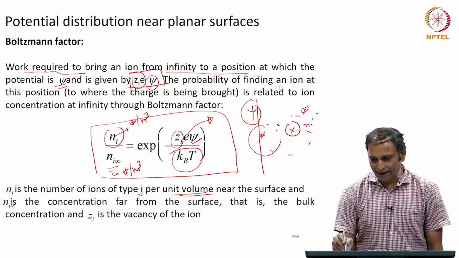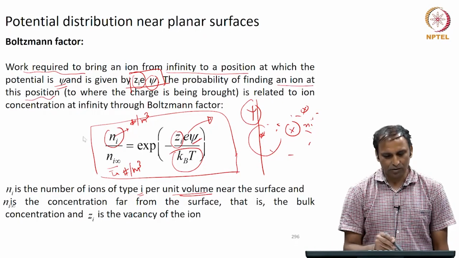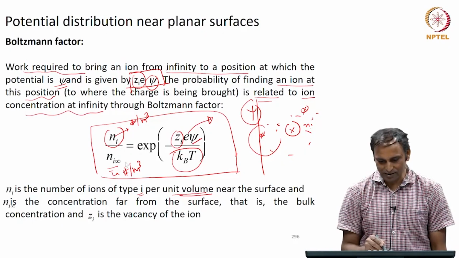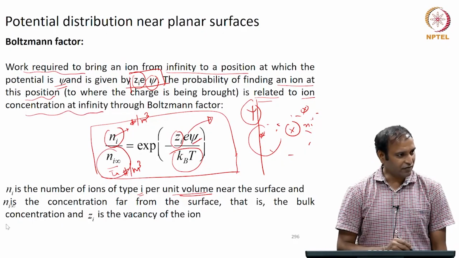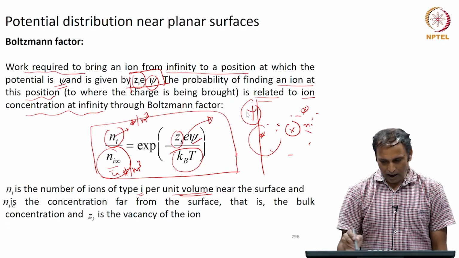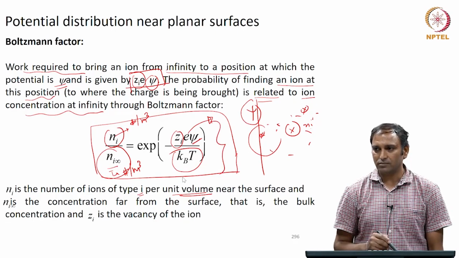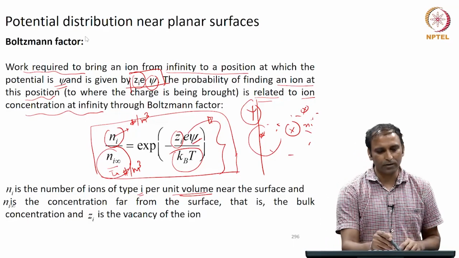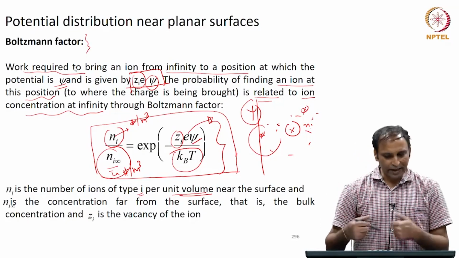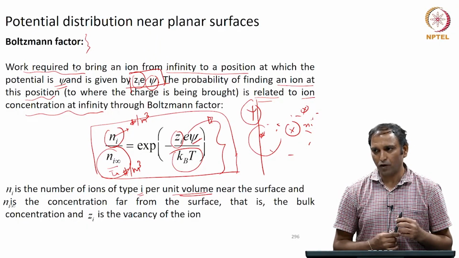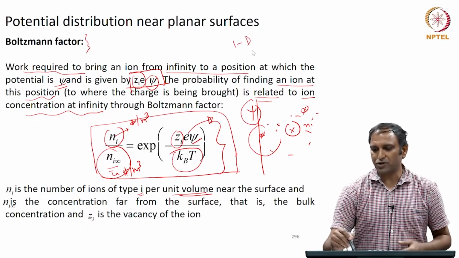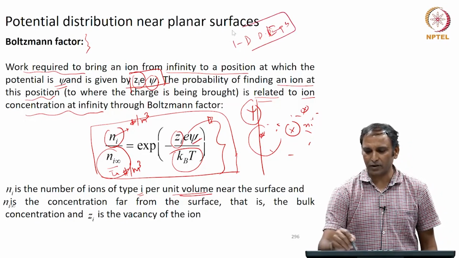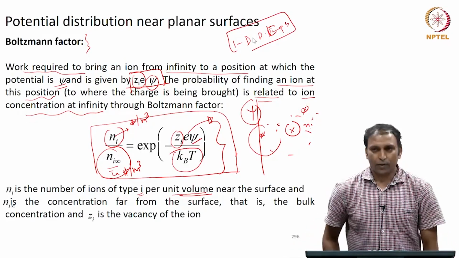So, the probability of finding an ion at this position is related to the ion concentration at infinity through this Boltzmann factor. Think a little bit about this. We will again discuss the Boltzmann factor in the next lecture, and then we will try to proceed with obtaining a solution for the one dimensional Poisson-Boltzmann equation. We will try and do that in the next class. Okay, thanks.